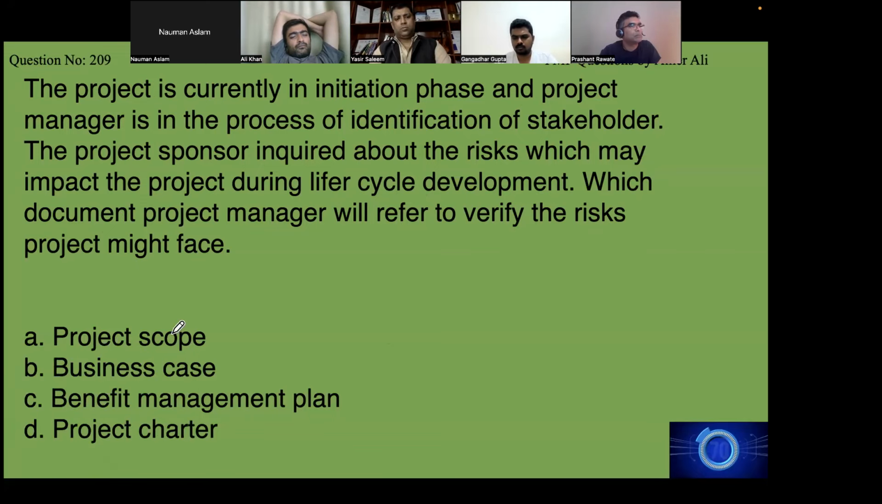Okay, so scope is not done yet because you are in the initiation phase. The question said initiation phase. Business case, benefit management plan, all the risk from there has been transferred to charter. They are put in the charter. So now the charter will be the right document to look into that. D is the right answer.